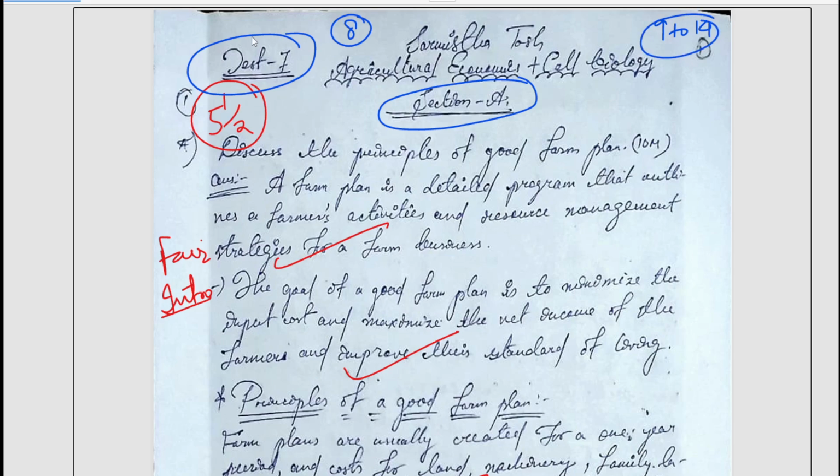So we have already discussed till test 6. We have already discussed the copies till test 6. So today we will discuss the copy of test 7 section A, that is agriculture economics, and in section B we will discuss cell biology tomorrow.